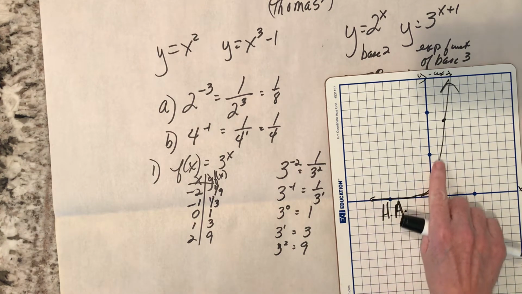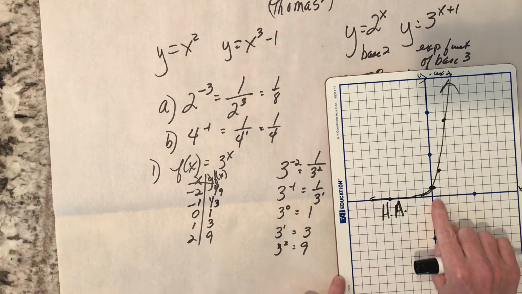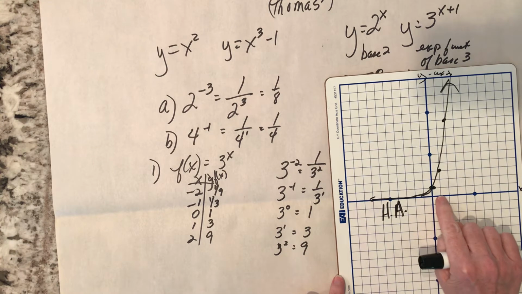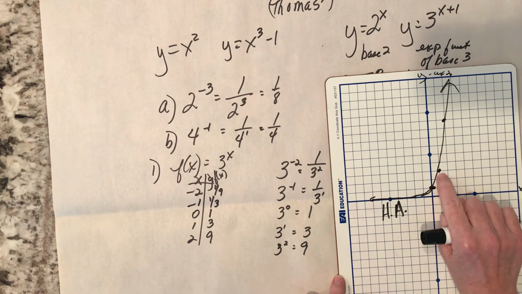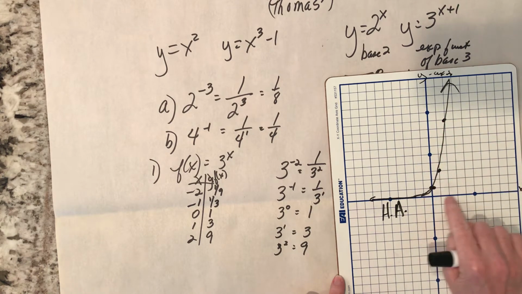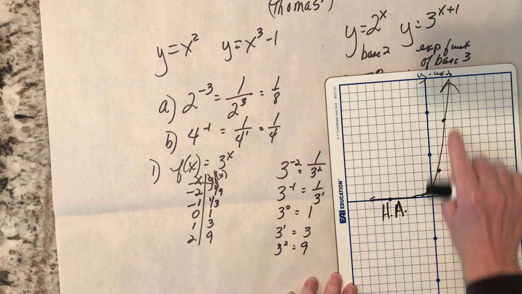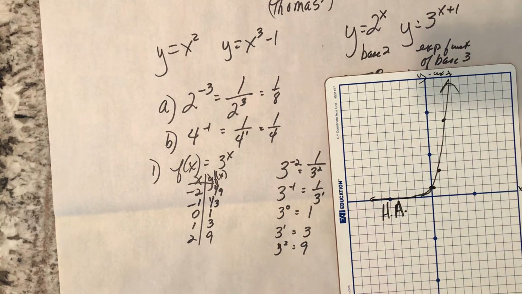These heading up here are going to launch forever. They're heading up fast. You can see at 0, it's only a 1. At 1, it climbed up to 3 here. At 2, it was already up to 9. At 3, that's going to be 3 to the 3rd power. That's 27. I mean, that is way high up off the charts.